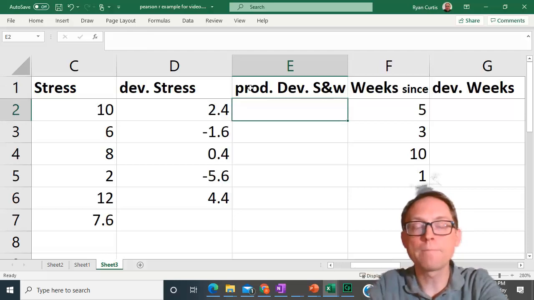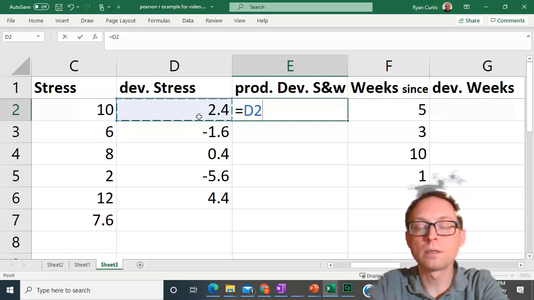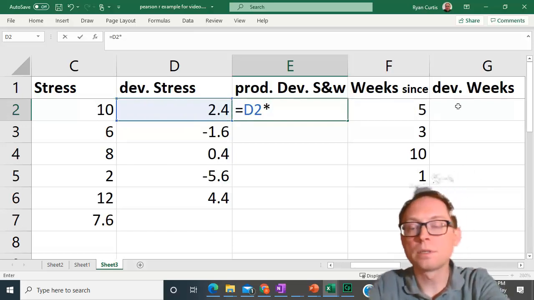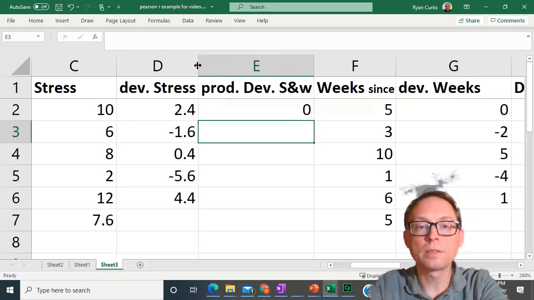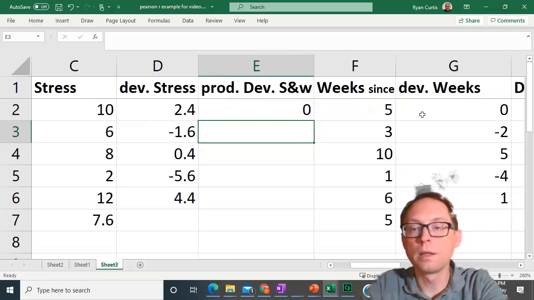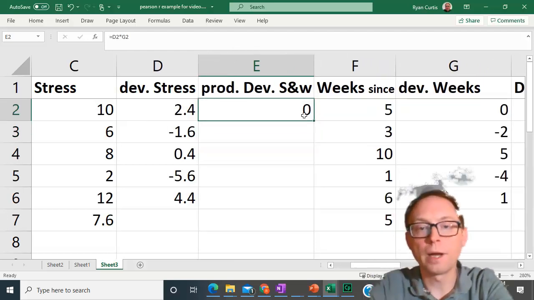Okay? So this is going to be the deviation of stress. I'm going to make this just a little bit thinner. The deviation of stress times the deviation of weeks. Okay, now we know that that's going to be 0 because participant 1 had a deviation of 0, right? So let's go ahead and do this for all of them.